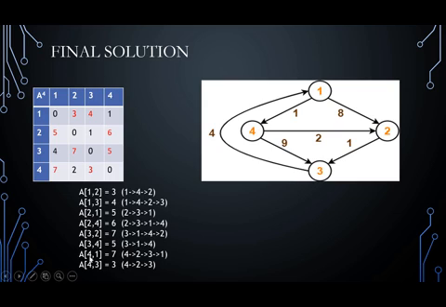Okay. Then A of 4 to 1 with value 7 will be 4 to 2, 2 to 3, 3 to 1. So it will be 2 plus 1 plus 4, 7. Okay. Then A of 4 to 3, direct path was 9, but I am finding an alternate path with distance 3. So 4 to 2, 2 to 3. So 2 plus 1, 3. Right? These are all the shortest paths.